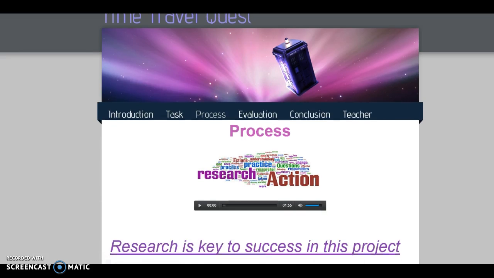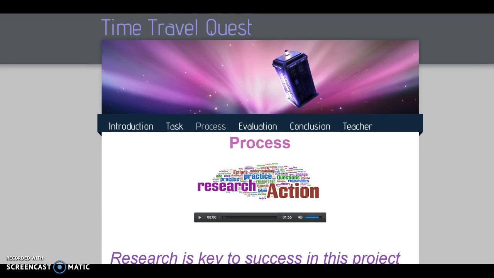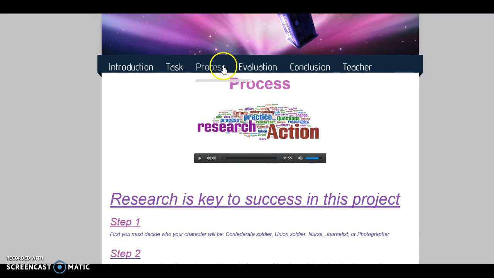Now this was primarily a web quest. The students were to travel back in time and to take on the persona of either a Union or Confederate soldier, a nurse, a journalist, or a photographer. And all of their research was done about the battle that they were given. So Gettysburg, Antietam, Chickamauga, or Sherman's March to the Sea.